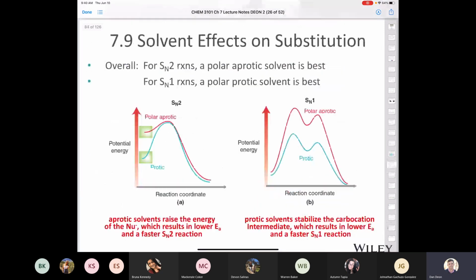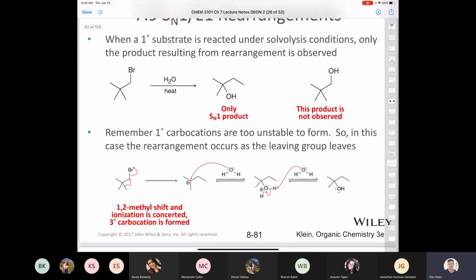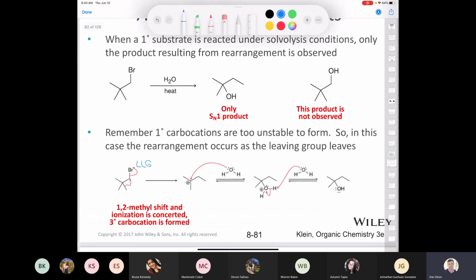I'm sure that all of that was deleted now that I spent so much time writing it out. Oh, yeah, it's gone. Anyhow, so you get your loss of leaving group and your carbocation rearrangement occurring simultaneously. Then you get the nucleophilic attack, then a proton transfer in the end.